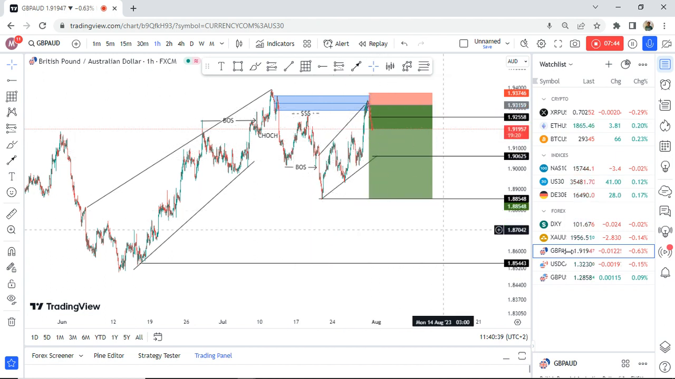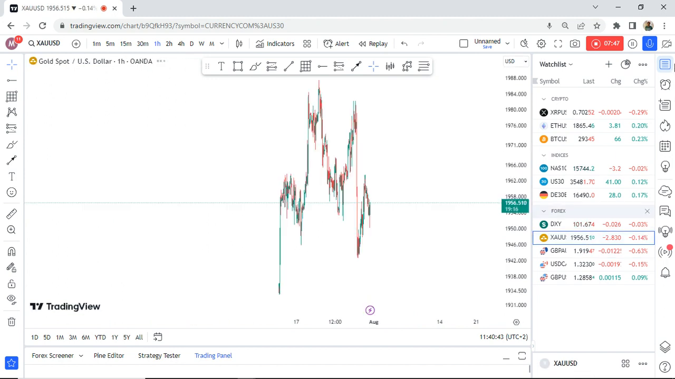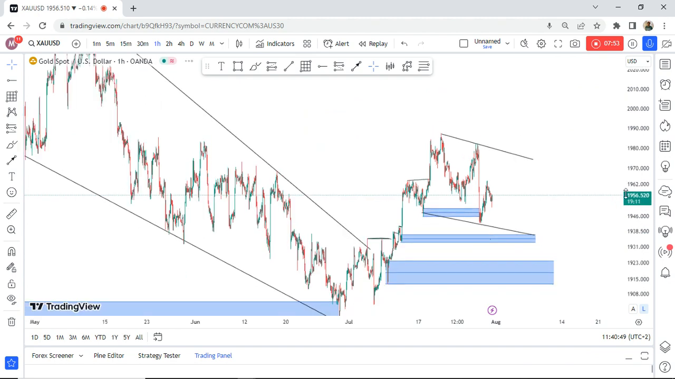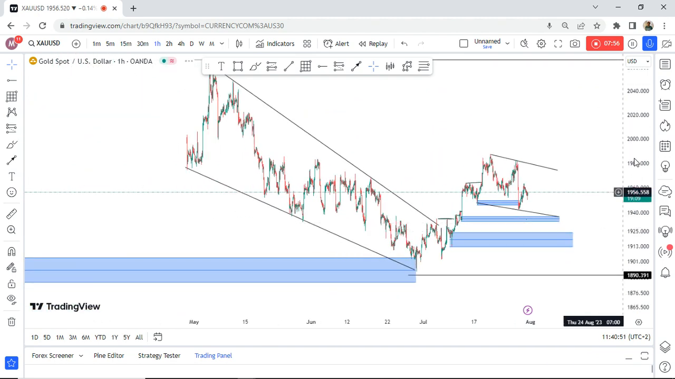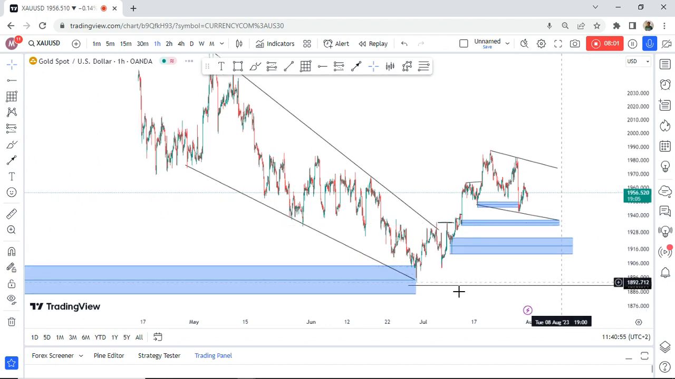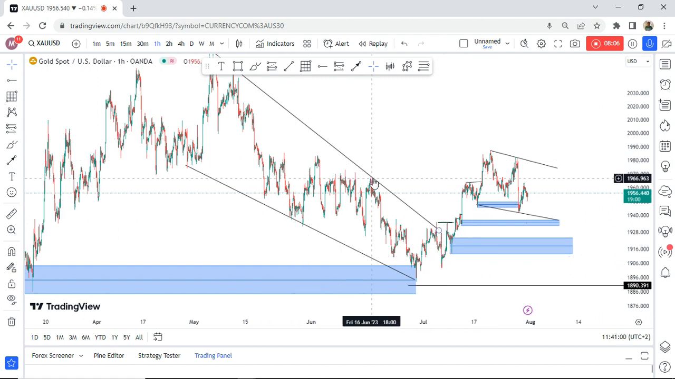Yeah. So the next pair is gonna be gold. So when it comes to gold, guys, I don't have much to say with this one because I already analyzed it 2 weeks back, guys. I think we caught an entry somewhere around here, guys, and then we closed profit around here.